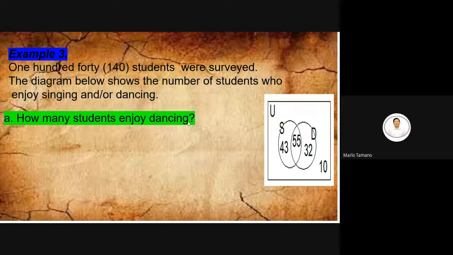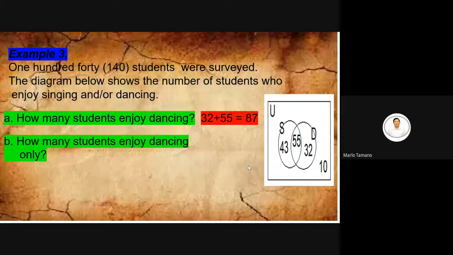Cervantes po, 98 po. 98. Dancing, so we have 55 plus 32. It's Enriquez po, sir. 87 po. Yan, 32 plus 55 is 87. Bawi sa next question. How many students enjoy dancing only?